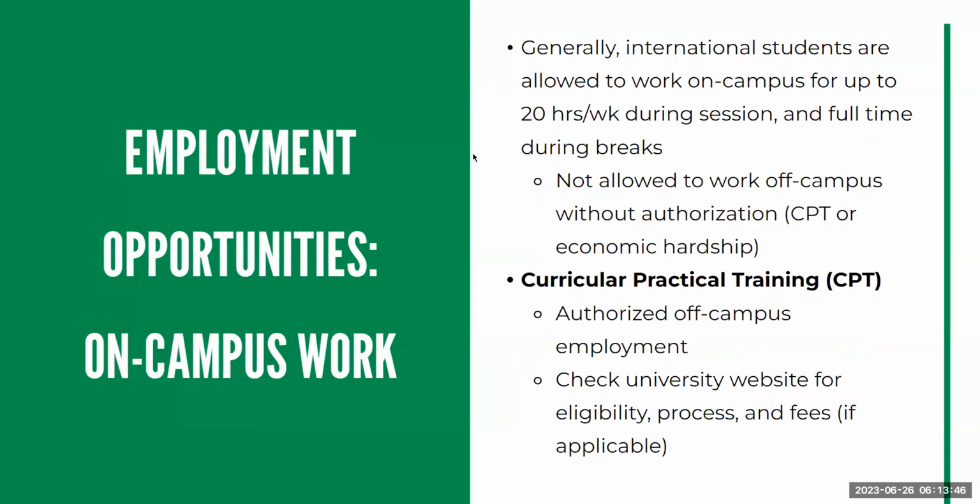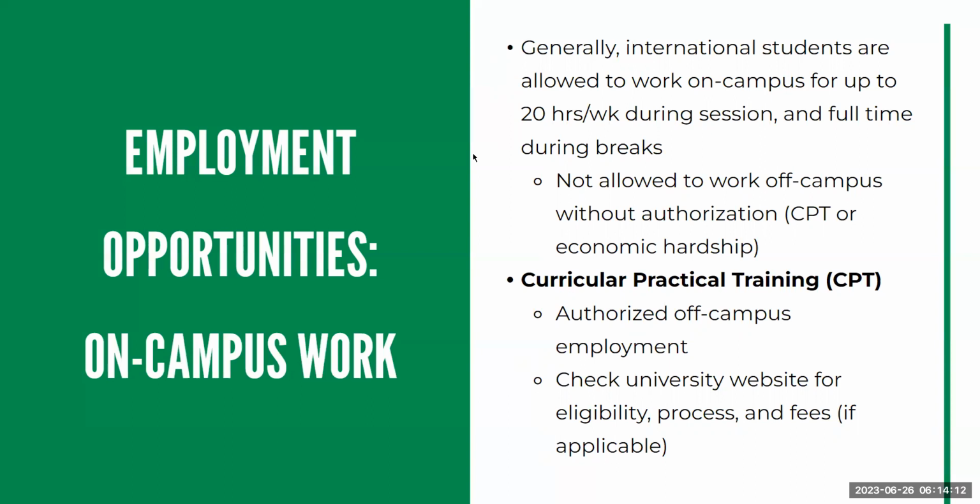So in the US, international students are allowed to work on campus for up to 20 hours a week when classes are in session, and then full-time during breaks. Based on US visa policy, international students are not allowed to work off campus without authorization under very specific circumstances, including CPT or economic hardship.